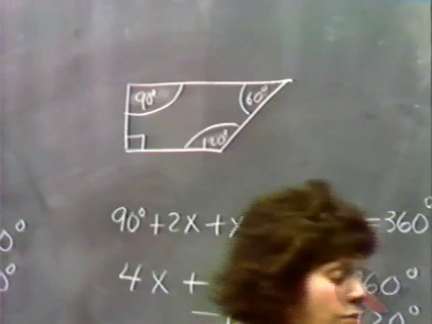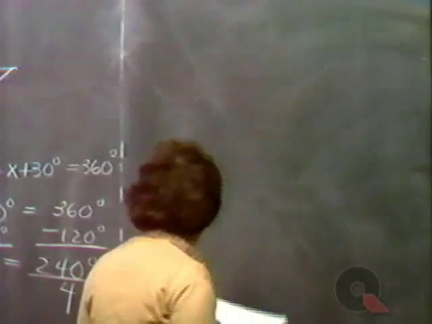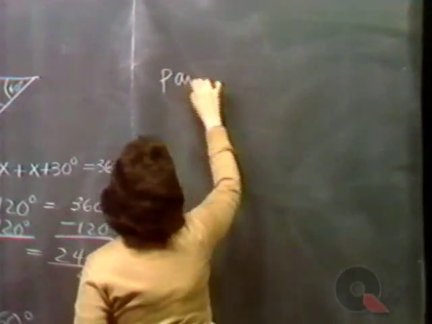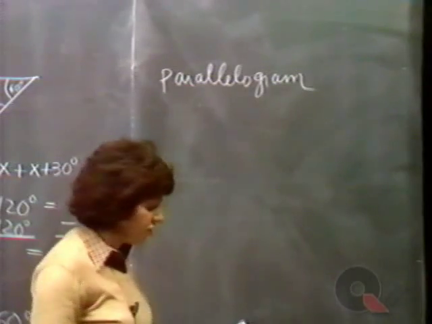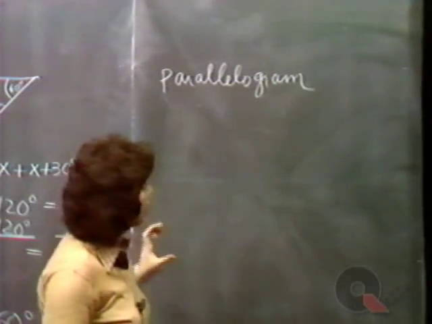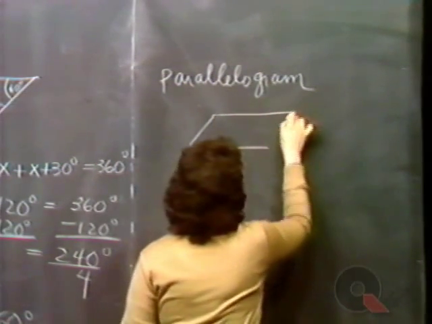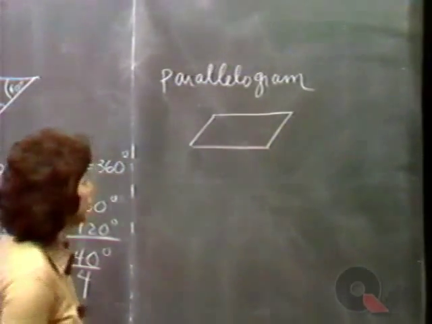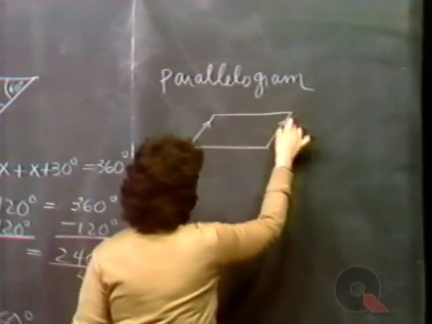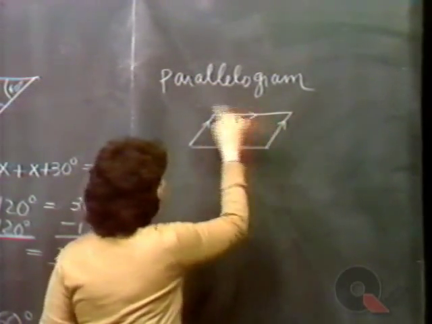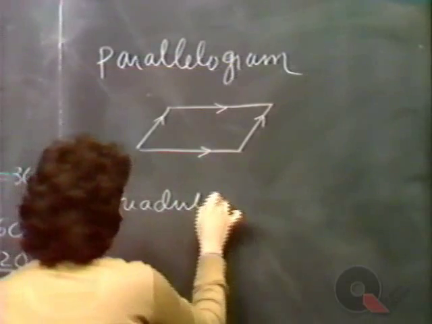Okay, now certain quadrilaterals come up a good deal, and we give them special names. Let's start with one of these special quadrilaterals, which we call a parallelogram. A parallelogram is a quadrilateral in which both pairs of opposite sides are parallel. It looks something like this. Both pairs of opposite sides are parallel. This side is parallel to this, and this side is parallel to that.